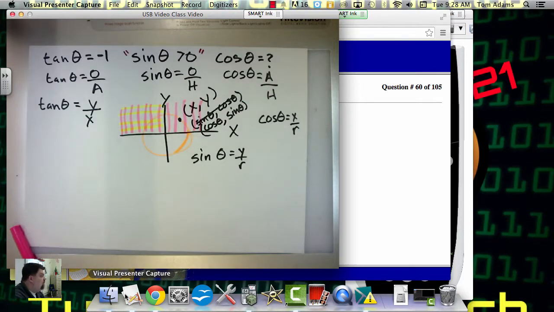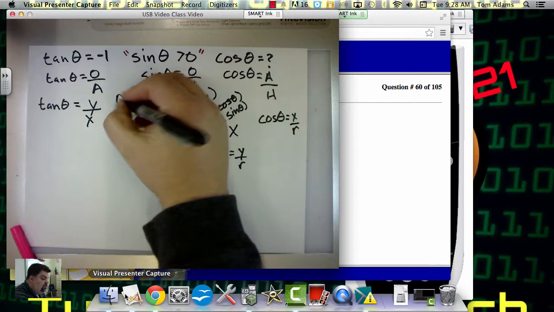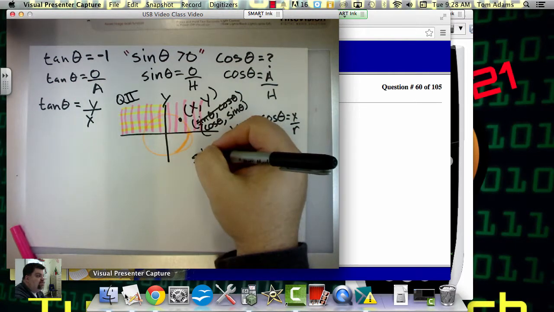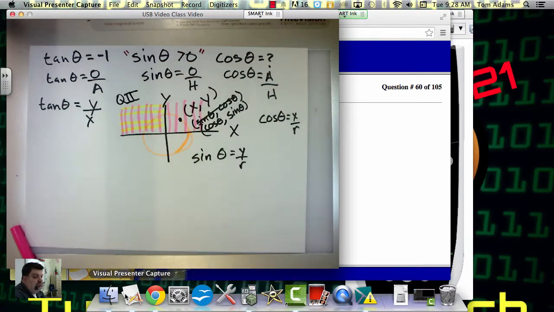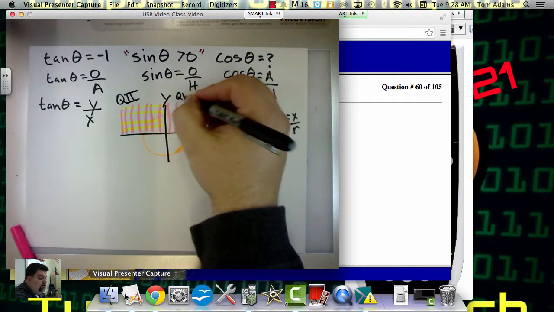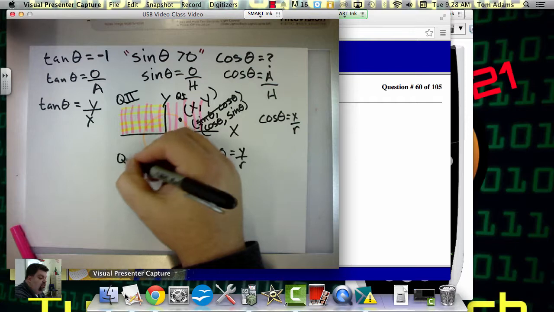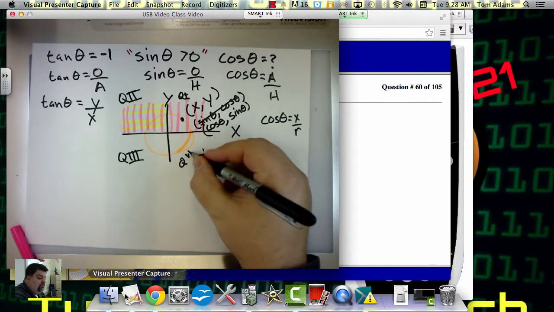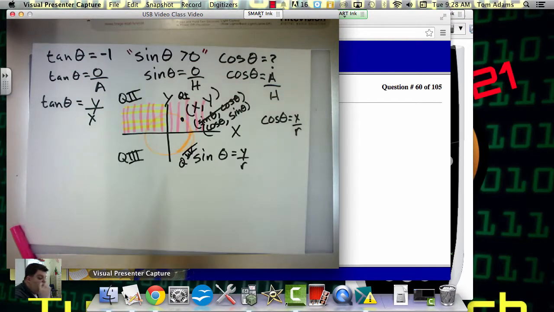So we have to live in what quadrant? Quadrant 2. Isn't that 4? Yeah, this is 4, but sine isn't positive in 4. Oh, whoops. I thought it was the opposite. 1, 2, 3, 4.